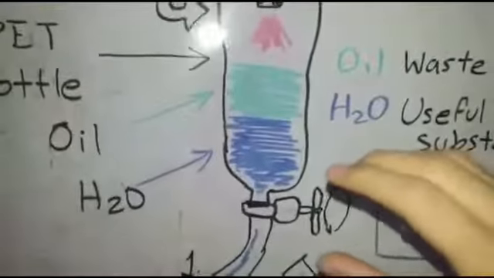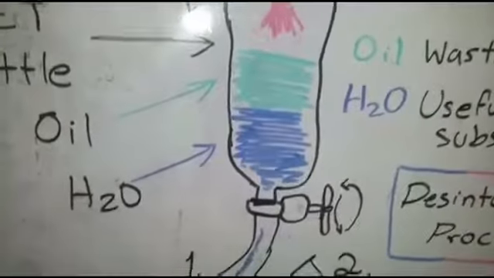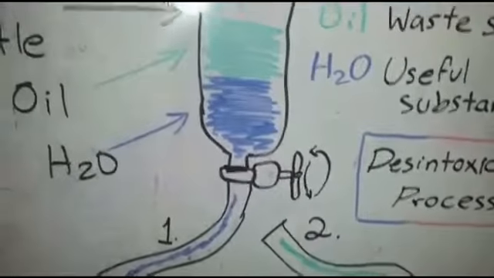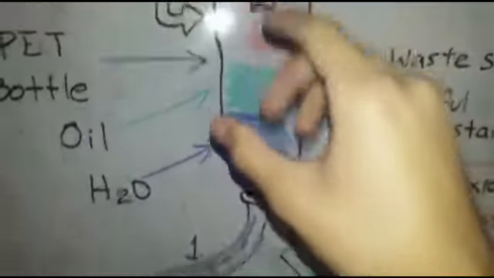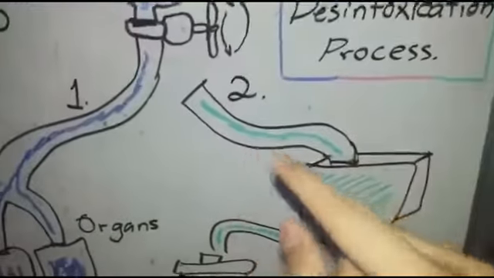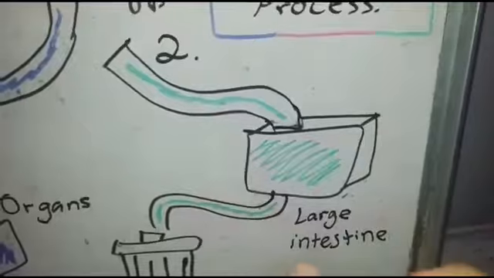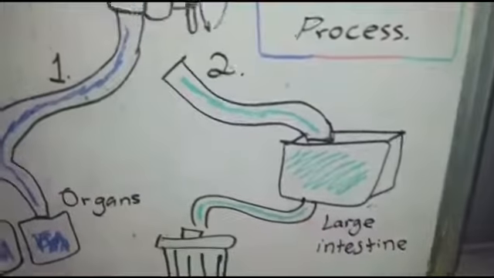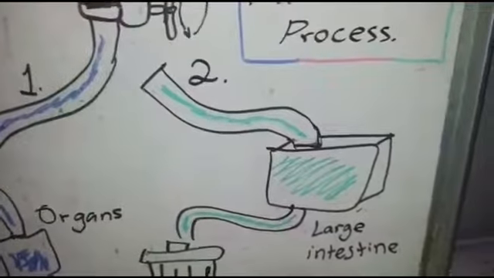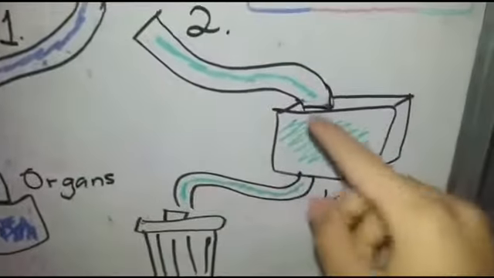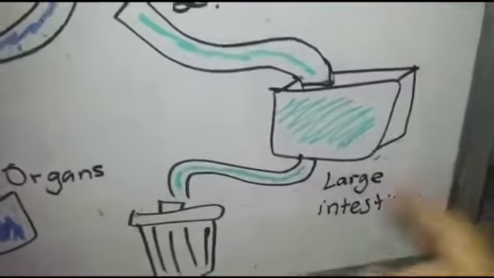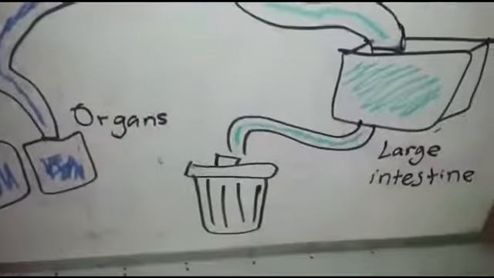Then we're going to close the faucet, connect the other hose, and open the faucet again, and all the oil, which is the waste substances, will fall through this, which is the large intestine, which absorbs water and leaves the toxic substances. And well, as you know, these toxic substances will go to the bathroom.